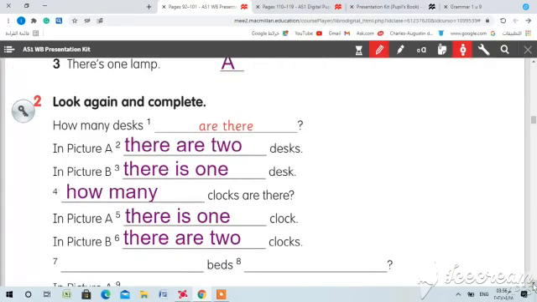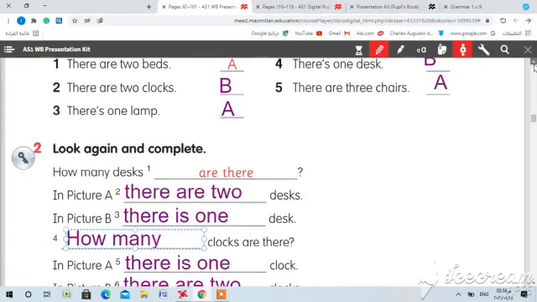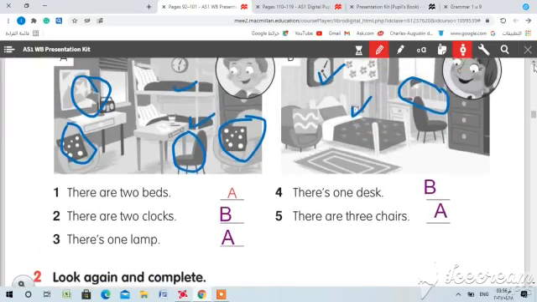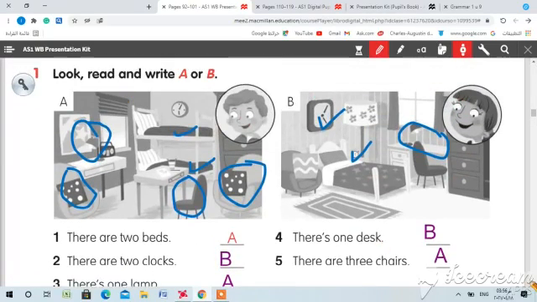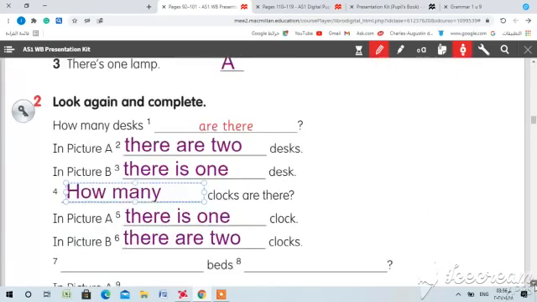Number 4, how many. In picture A, how many? Question number 4, how many clocks are there? In picture A, there is 1 clock. There is 1 clock. Look. There is 1 clock. Now let's continue. In picture B, there are 2.